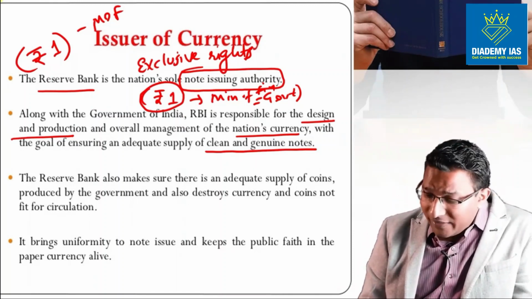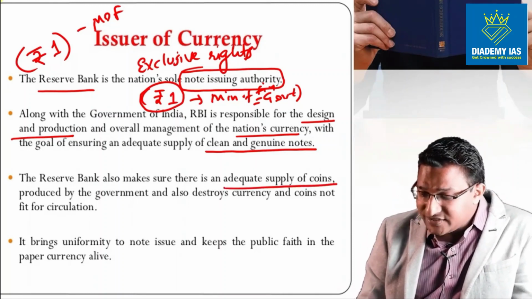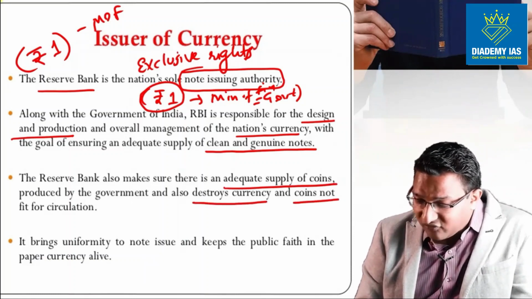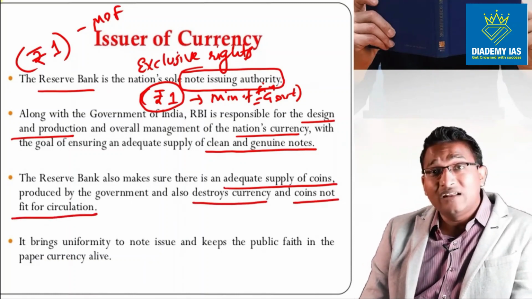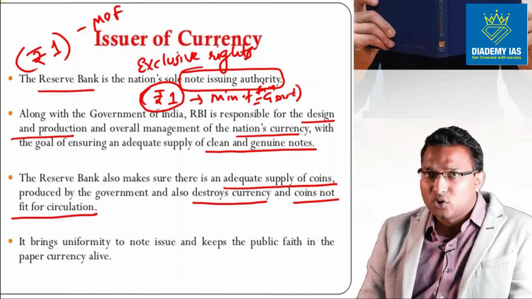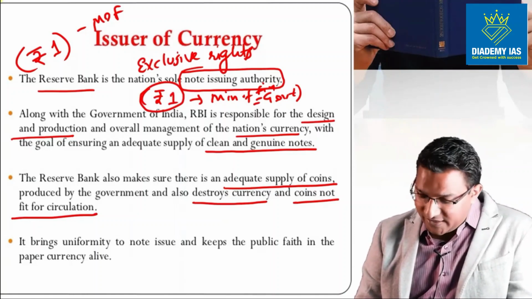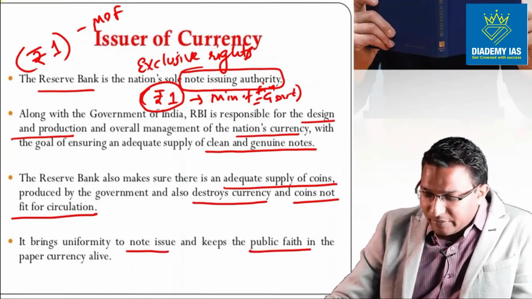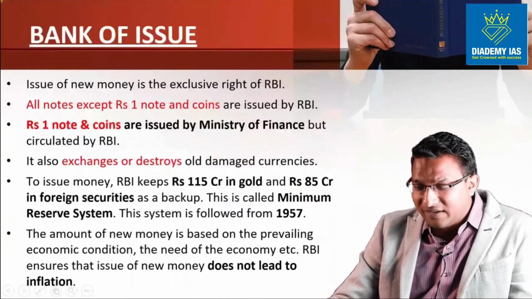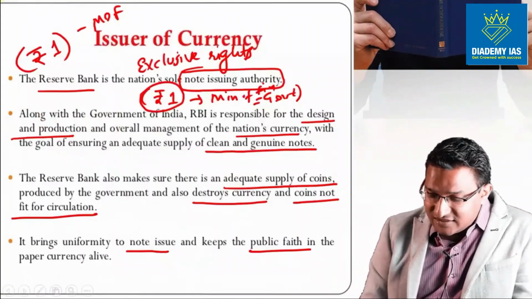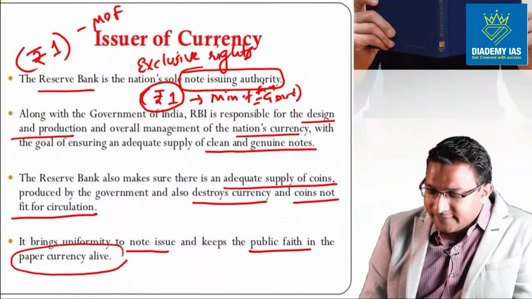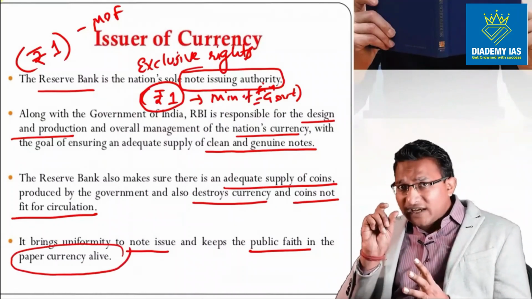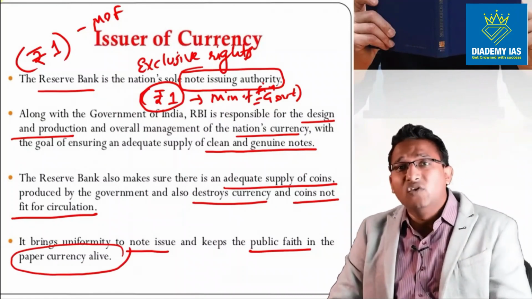Reserve Bank of India also makes sure there is an adequate supply of coins produced by the government and also destroys the currency and coins not fit for circulation. So ensuring that there is an adequate supply of coins is also the responsibility of the RBI. It brings uniformity to note issue and keeps the public faith in the paper currency alive. Paper currency is different from the metallic currency. In the metallic currency, there was more faith because the value of that metal currency was equal to the value which was mentioned.